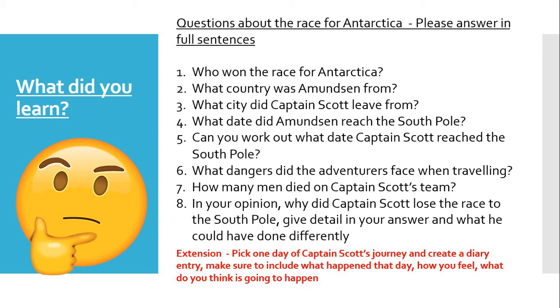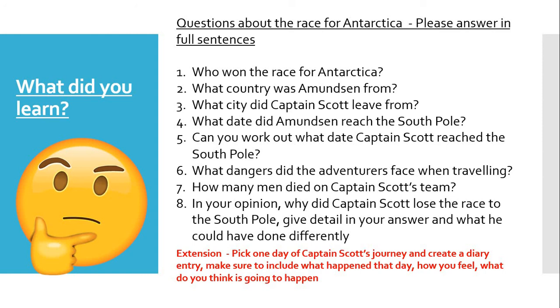Can you work out what date Captain Scott reached the South Pole? You will need to use a bit of numeracy and understand your dates and how many days in a month to work that one out. And then finally 8. In your opinion, why did Captain Scott lose the race to the South Pole? Give detail in your answer and what he could have done differently. So what did Amundsen do Captain Scott didn't? Was it to do with how they travelled? Was it to do with where they started? You can also look at further research if you want to add anything to this.